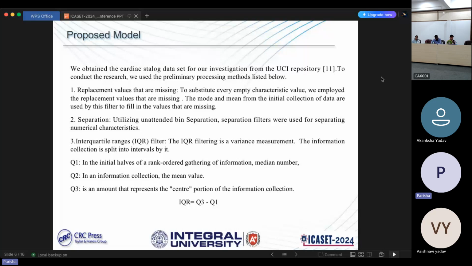Separation is used to apply unattainable separation, that is, separation filters that were used for separating numerical characteristics. And interquartile range is a filter for a variance or measurement. The information collection is split into various intervals by it. So we have Q1, Q2, and Q3. Q1 is the first half of a ranked order gathering of information, that is the median number. Q2 is the mean value of the information collection, and Q3 is an amount that represents the center portion of the information collection.